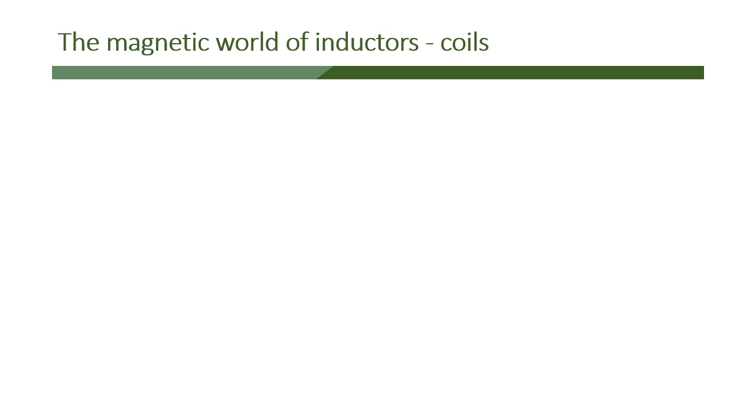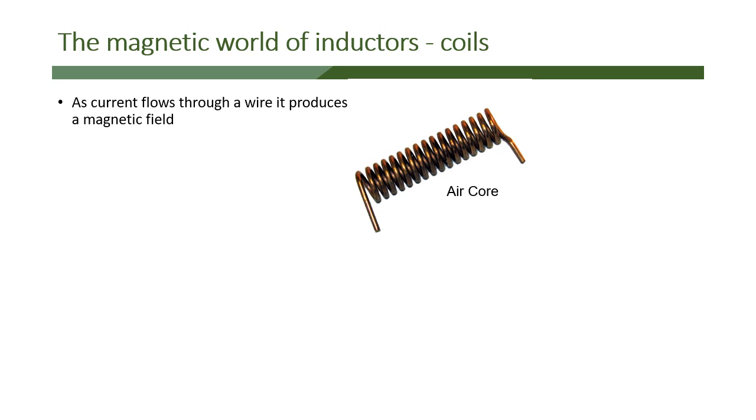So let's talk about the magnetic world of inductors. Capacitors are electrostatic. Inductors are magnetic field devices. As current flows through a wire, as we remember, it produces a magnetic field. And we have, in this case, a coil. It's got an air core, that is, there's nothing but air that flows through it. We have a copper wire that's made into a coil. Inductors store magnetic energy. So remember, when we pass electric current through a wire, it produces a magnetic field, and this coil is used to store that magnetic field.